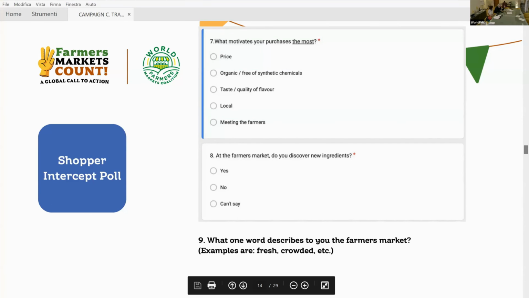Is it taste or quality? Is it the fact that it's local products? Or the last option is the opportunity to meet the farmers. And this is, I think, a really important question. So it's okay if this one takes a few moments when you talk to them to help them understand. We're not trying to put words in their mouth, but they may have never thought about it. They think about it instinctively, but we're trying to tease it out so that we can point to what motivates them to come every time.